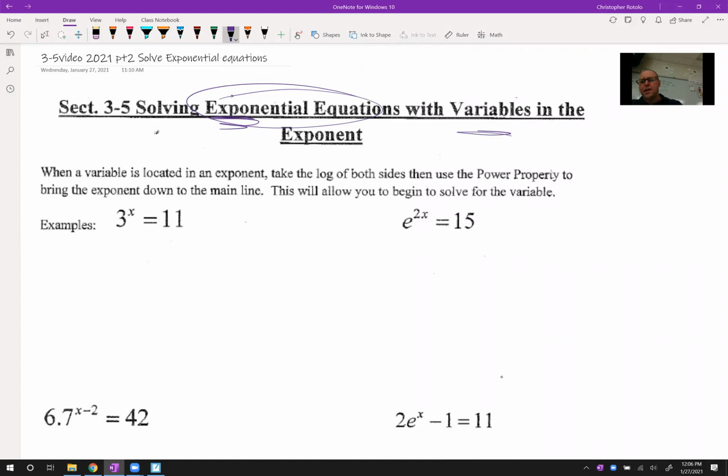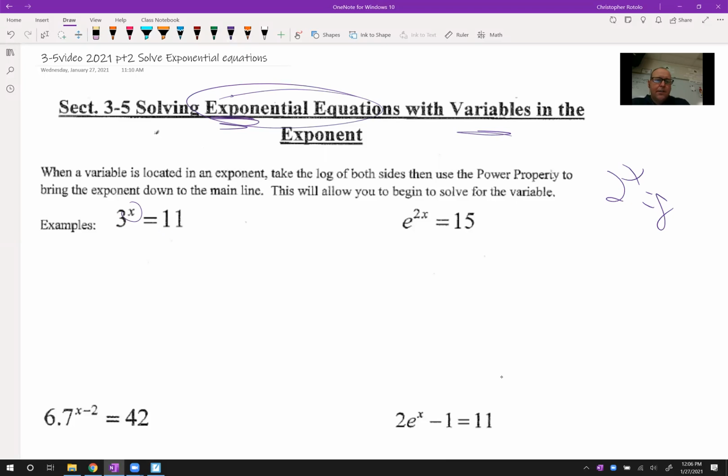So normally, if we had 2 to what power gives me 8, we can figure that out because 2 cubed gives me 8. But these are a little bit different, so we're going to have to solve them a little bit differently. If the variable is in the exponent, again, if the bases can be made the same, we'll do that.